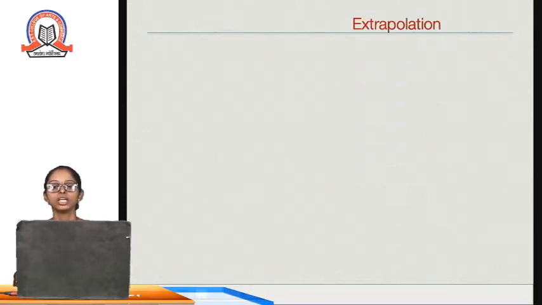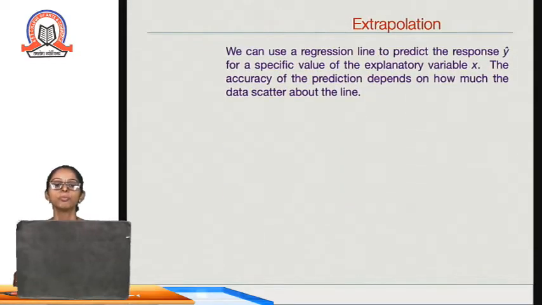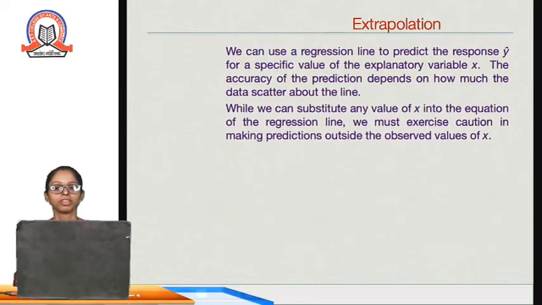Now, extrapolation. Extrapolation means we use the regression line to predict the response y cap for a specific value of the explanatory variable x. The accuracy of the predictions depends on how much the data is scattered about the line. While we can substitute any value of x into the equation of the regression line, we must exercise caution in making predictions outside the observed values of x.